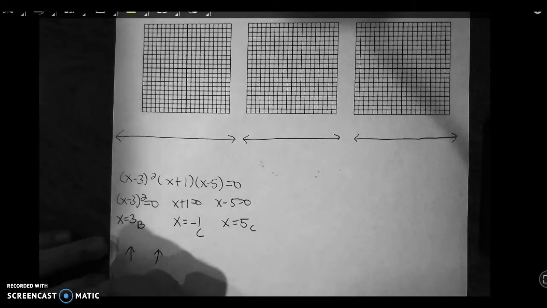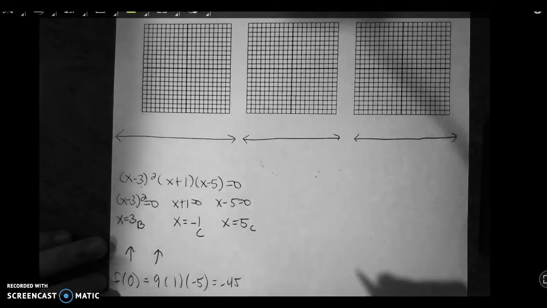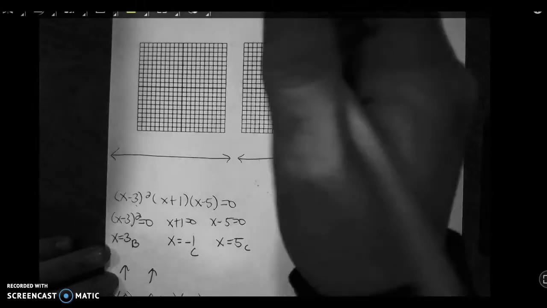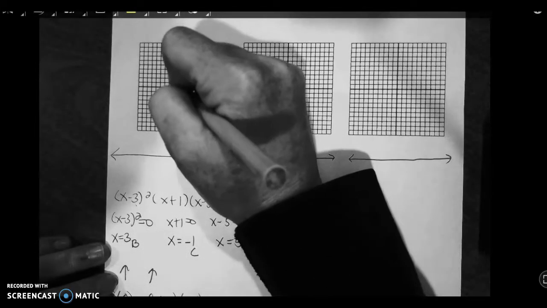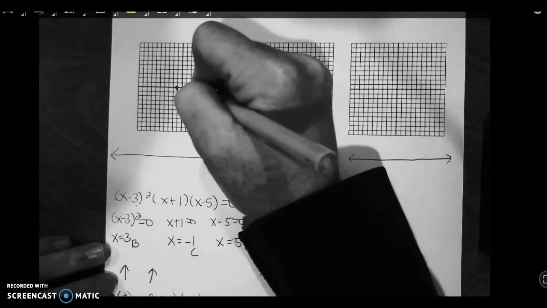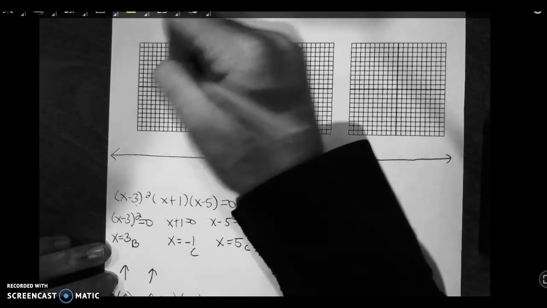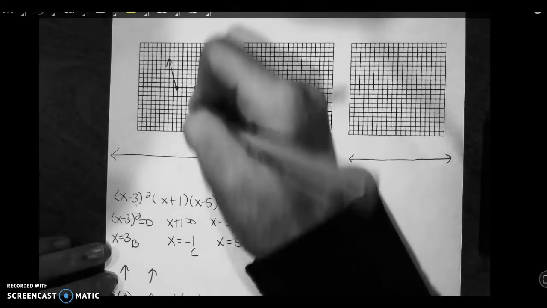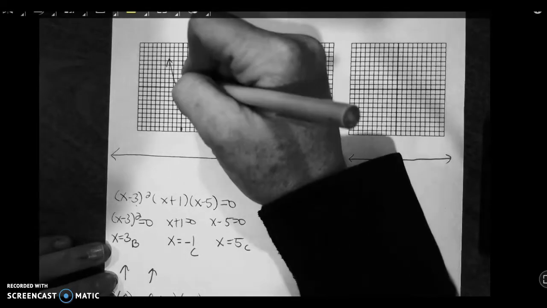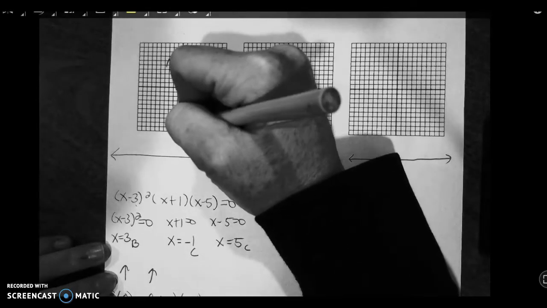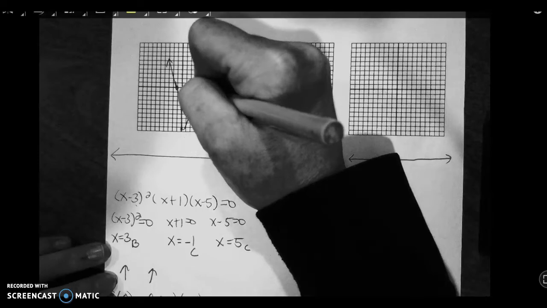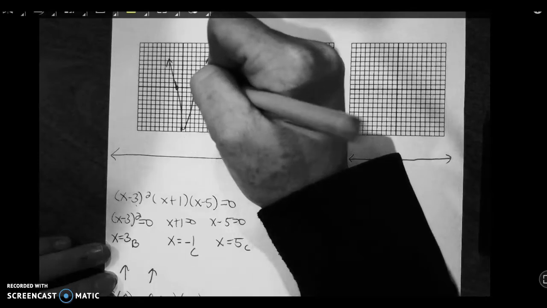And another thing I can check really quickly would be the y-intercept. So let's see, that's going to be 9 times 1 times negative 5, so negative 45. So I'm going to come back up here and graph negative 1, 3, and 5. I know my end behavior will be up and up. I know my y-intercept is going to be way down here. At negative 1 it crosses, at 3 it bounces, and at 5 it crosses.